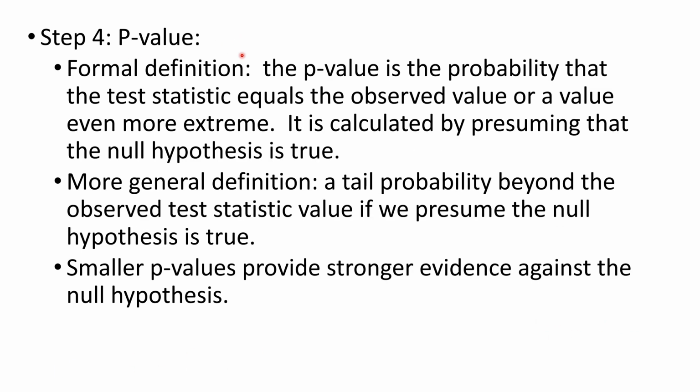Step 4. P-value. The formal definition of p-value is the probability that the test statistic equals the observed value or a value even more extreme. It is calculated by presuming that the null hypothesis is true. We can use a more general definition. The p-value is the tail probability beyond the observed test statistic value if we presume the null hypothesis is true. So smaller p-values provide stronger evidence against the null hypothesis.